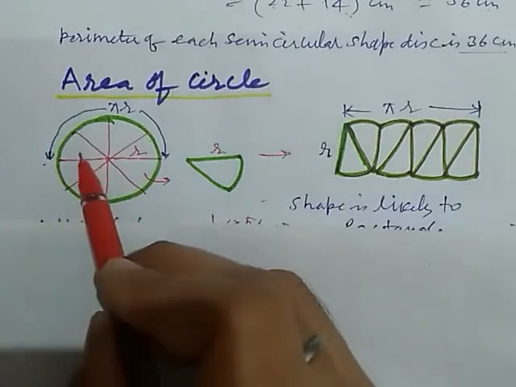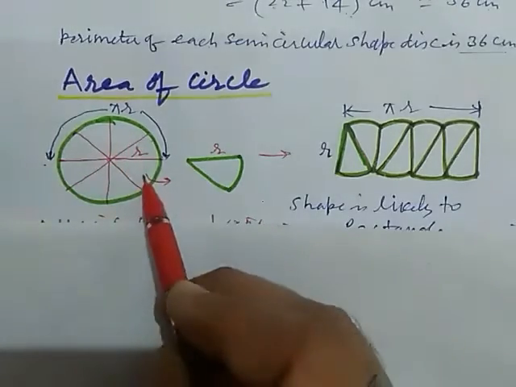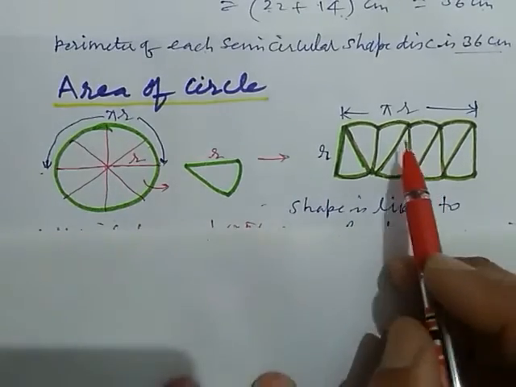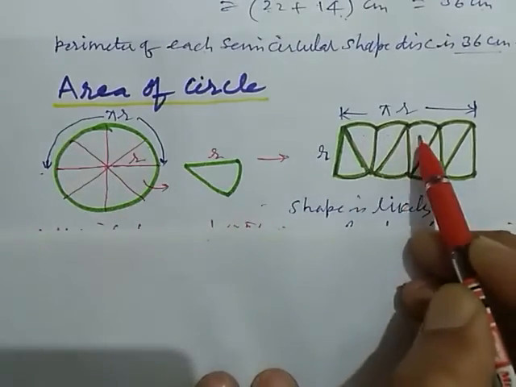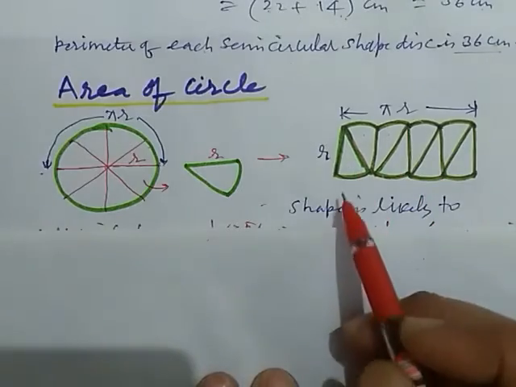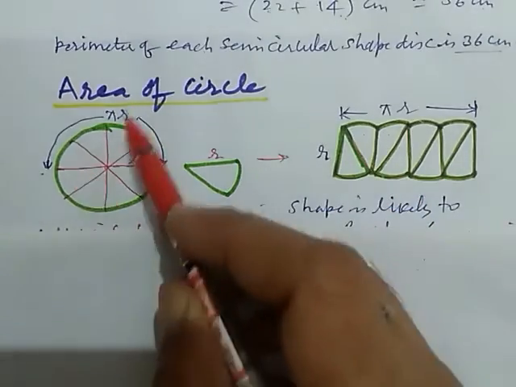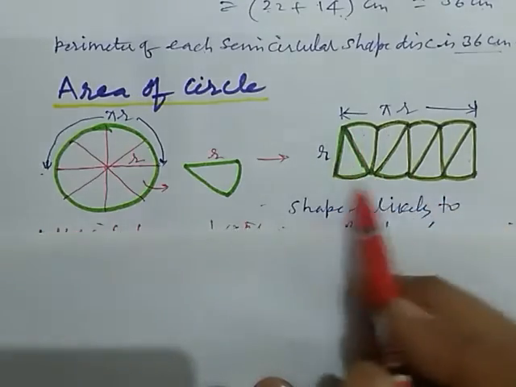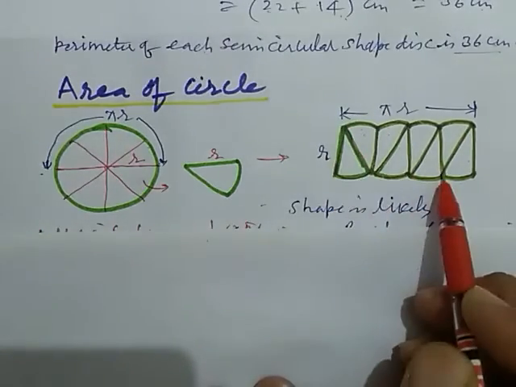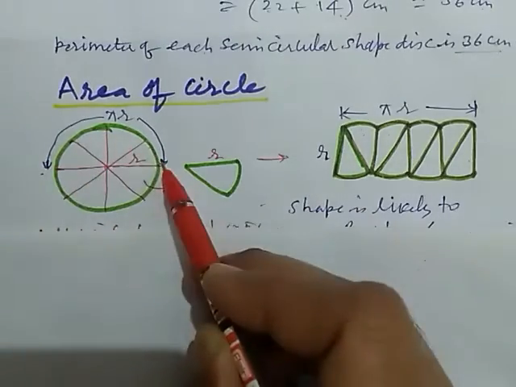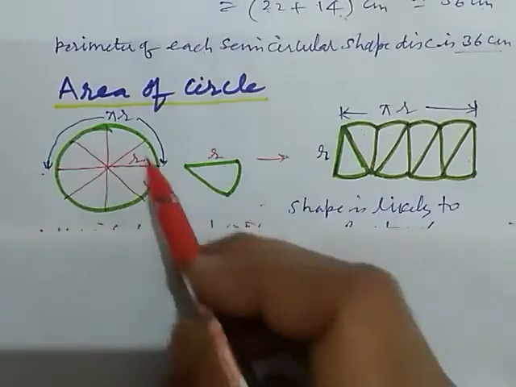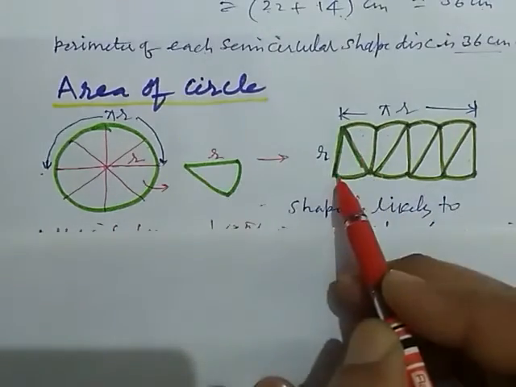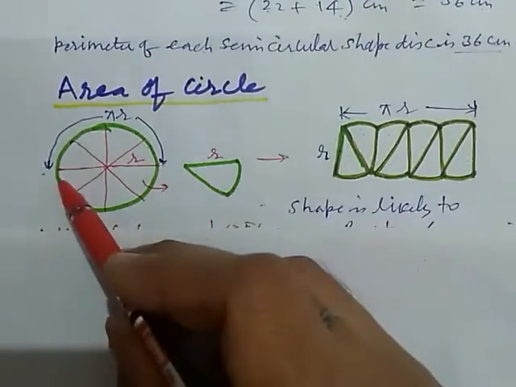This part is the circular part. So there are 8 parts: 1, 2, 3, 4, 5, 6, 7, 8. We arrange these 8 parts in this shape, one part from this side and one part from this side. Here we get a shape like a rectangle. This is pi r, and it has 4 parts: 1, 2, 3, 4. So these 4 parts make pi r, and this is r. This side is also pi r.